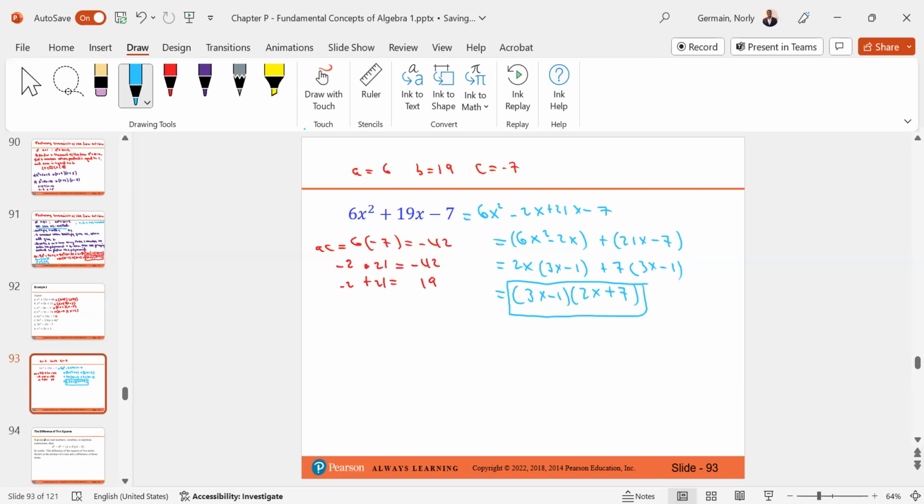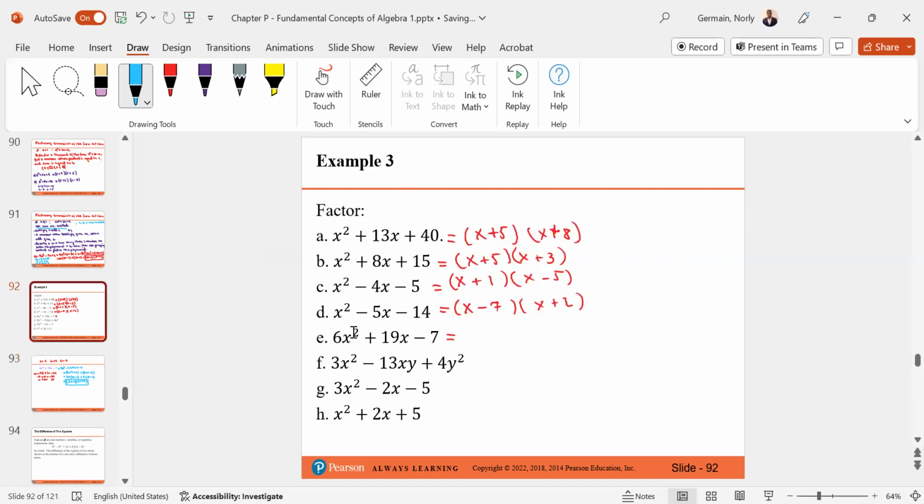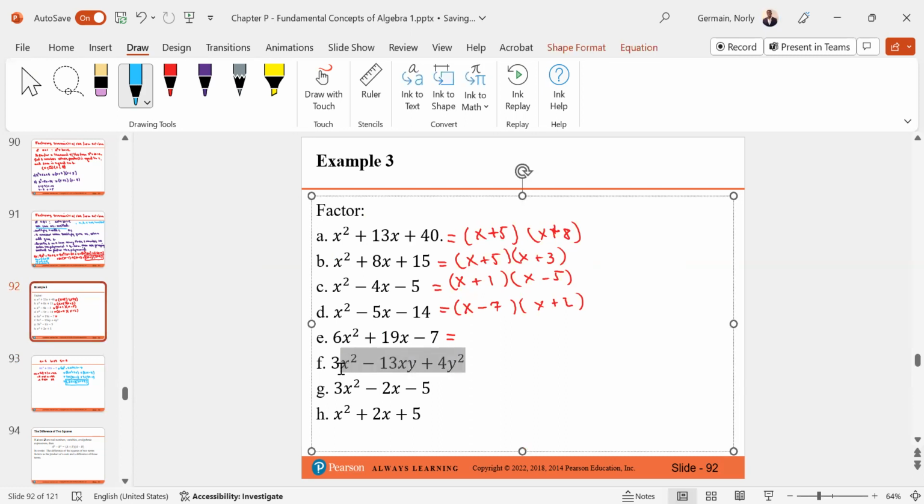Remember, we can still do trial and error, but if you want to make sure that you get that 6x squared plus 19x minus 7, if you want to verify, you can use FOIL to check that. Okay, some expressions, for example, have more than that, like when we have two variables in this one.